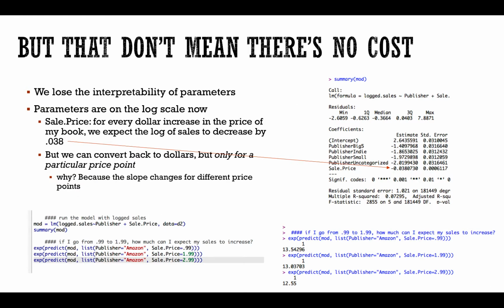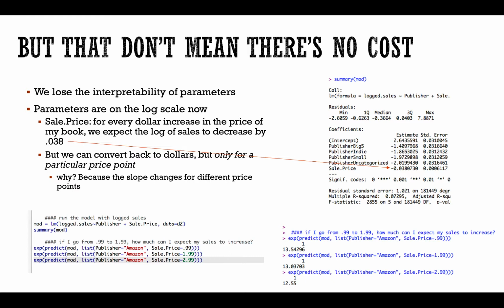So like I said, there's nothing unethical about transformations, but that doesn't mean there's no cost. We lose the interpretability of the parameters. So let's say we were to run this model, even though we've got zero-inflated data. Parameters are now on the log scale. So sale price, for example, says for every $1 increase in the price of my book, we expect the log of sales to decrease by 0.038. But of course we can convert that back to dollars, but only for a particular price point. Again, why is that? Because the slope changes for different price points.